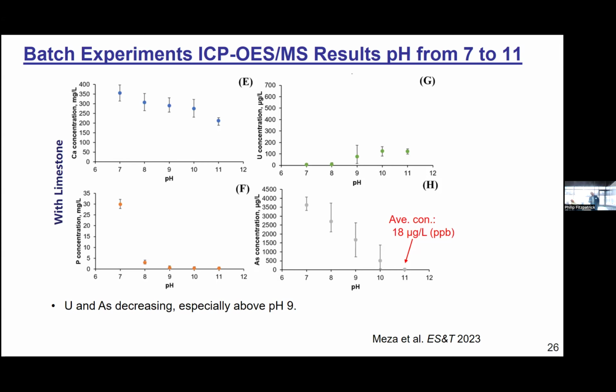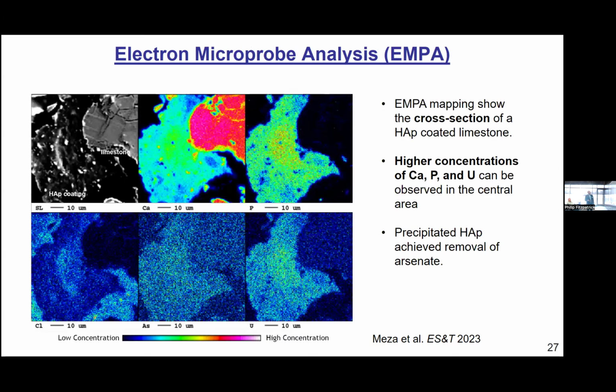Around pH 9 is where you see both starting to come down, let's say. What is interesting is that those arsenic concentrations started pretty high and came down to micrograms per liter, closer to the maximum contaminant level. So we're very encouraged, let's say, by this result. And this was published in Environmental Science and Technology.